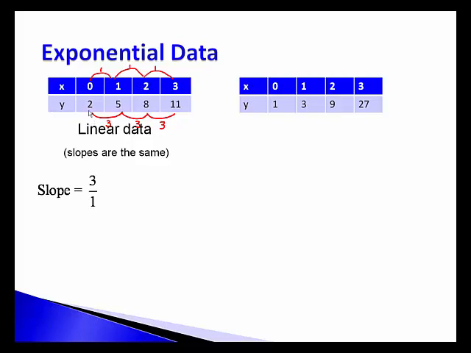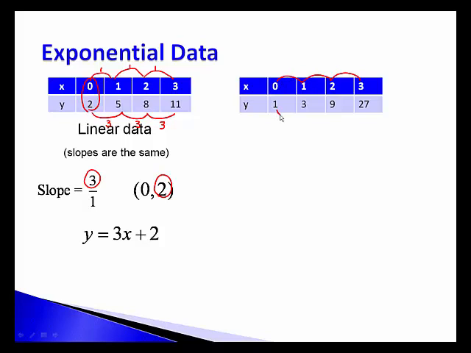So that's linear data. And by the way, right here, you know what the y-intercept is. It's (0, 2), which means if you wanted to, you could actually write the linear equation. y is equal to the slope, 3x, plus the y-intercept, in this case a positive 2. Let's look at our next data set now and see if we can determine whether or not it is linear or something else.